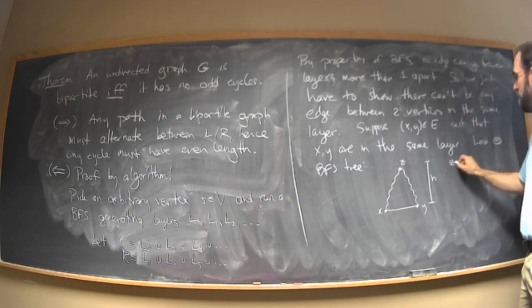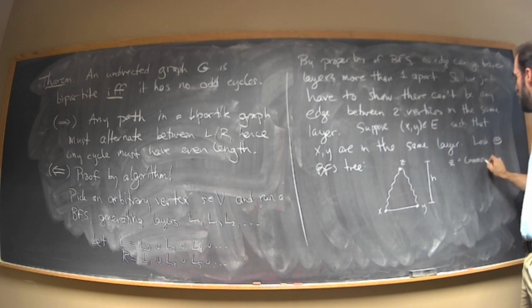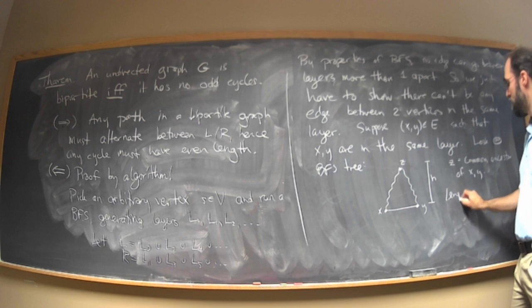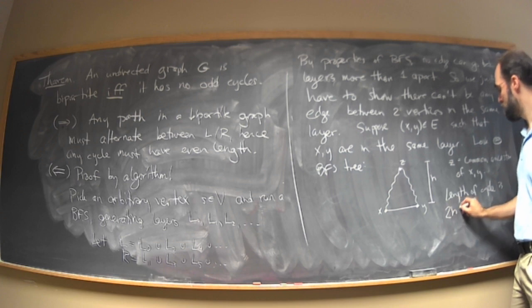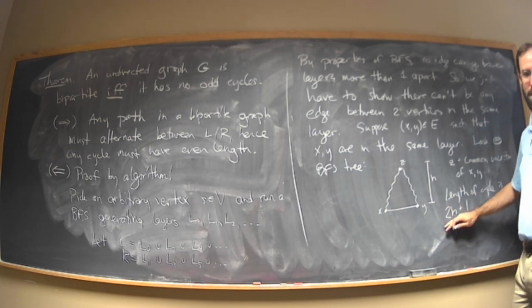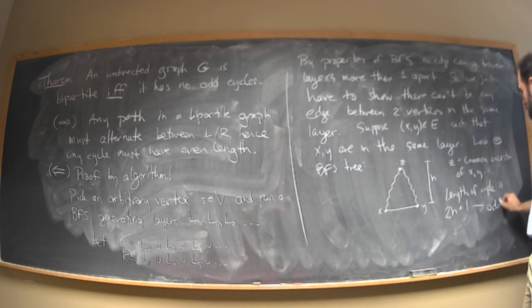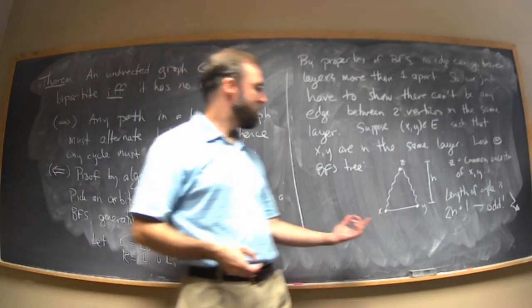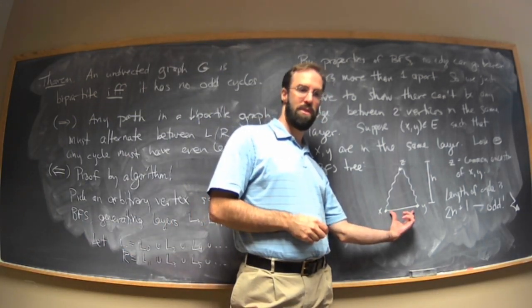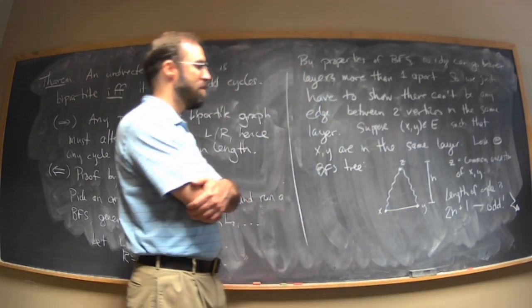So z is a common ancestor of x and y. The length of this cycle is 2h plus 1. But that's an odd number. And we were told the graph has no odd cycles, so this is a contradiction. That cannot actually happen, so there can never be an edge like this between two vertices in the same layer, because that would create an odd cycle.